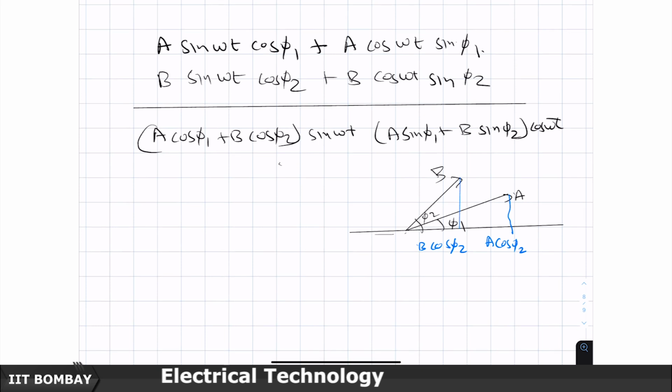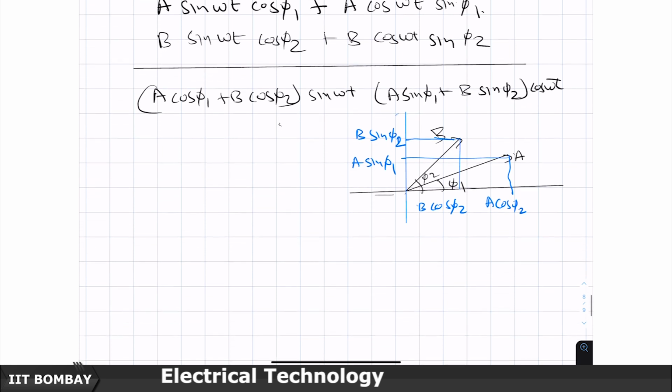Similarly, here on the y axis, I have summed up the projection of this and this projection. So this is B sin of phi 2 and this is A sin of phi 1. So these two are being added here.